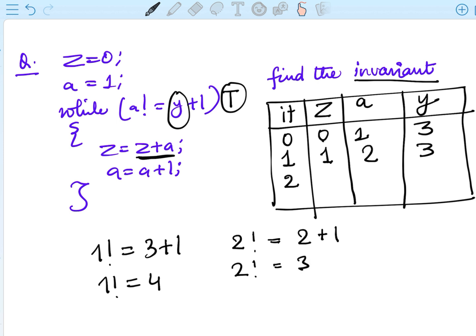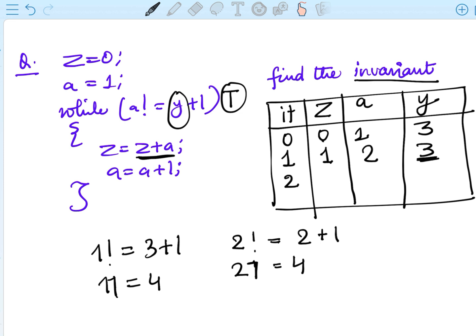Okay. This is not equal, and not as a factorial. So, do not confuse yourself here. 2 is not equal to 3 plus 1, which is 4. This is 4 and not 3, right? Because this is fixed. 3 is fixed.